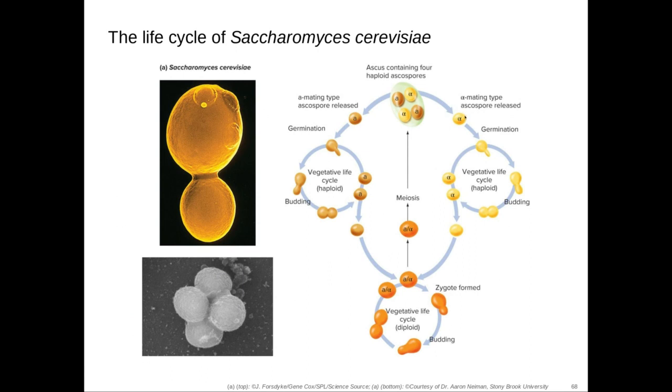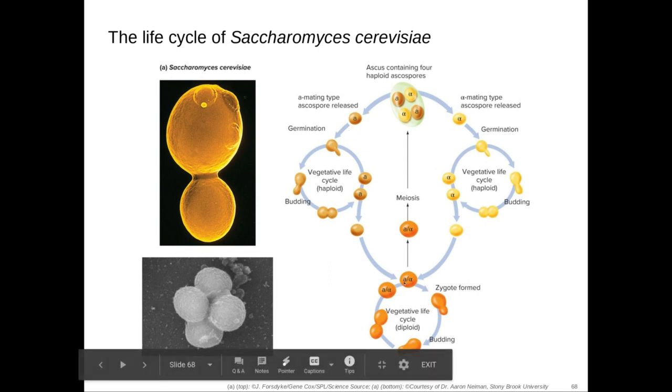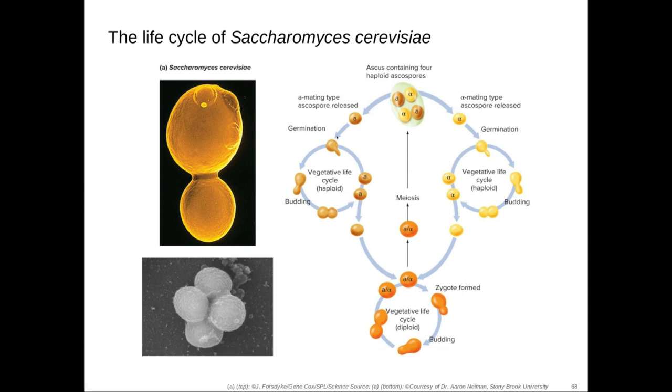Now what's cool is if you have an alpha meet an A, they can form a zygote. They can fuse together, form a zygote with one another. The zygote forms, it buds, and then that bud, that A alpha mixture, then goes on to perform meiosis, thus producing the ascus, thus repeating the cycle over and over again. So it's kind of this weird system, right?